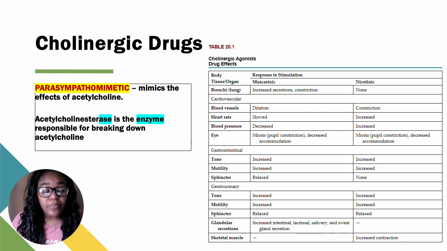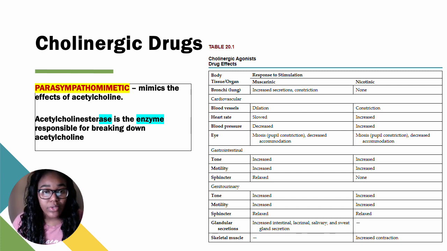So when we talk about acetylcholine, it's important to talk about the enzyme that breaks down acetylcholine. So you have levels of acetylcholinesterase, and anytime we have the ase at the end of a word, that generally means an enzyme. And these enzymes are ones that break down acetylcholine. So again, this is also known as a cholinesterase.